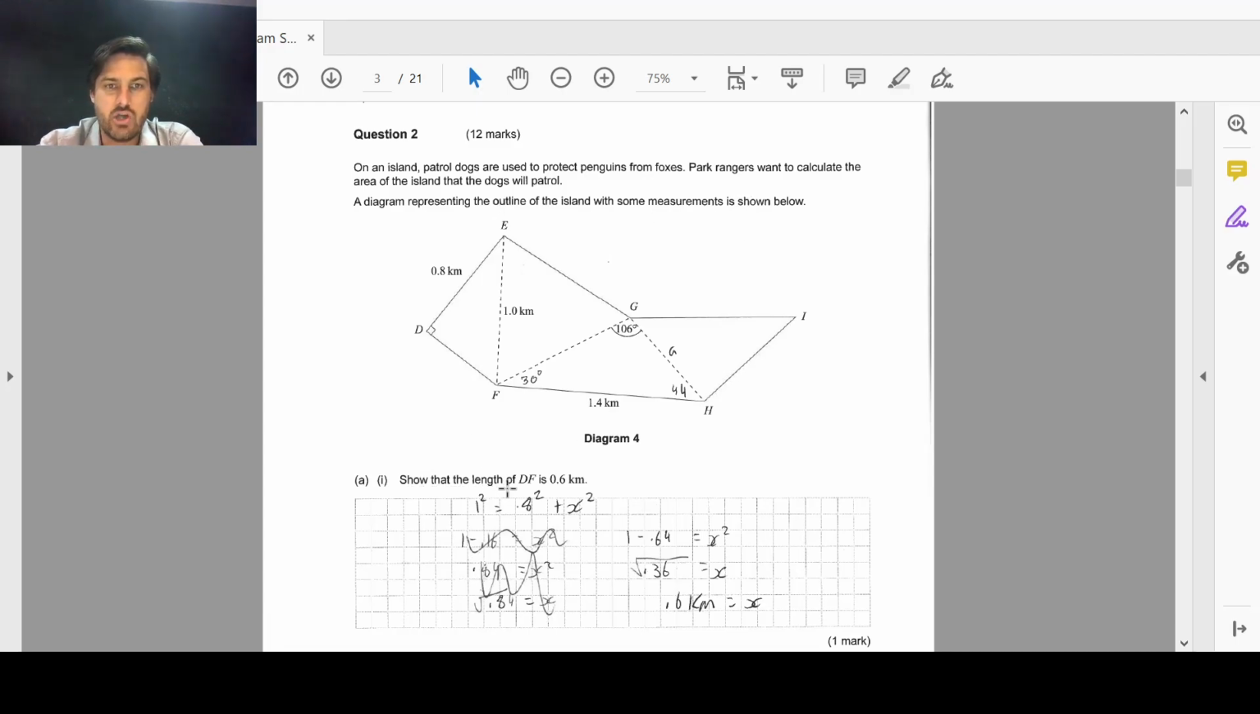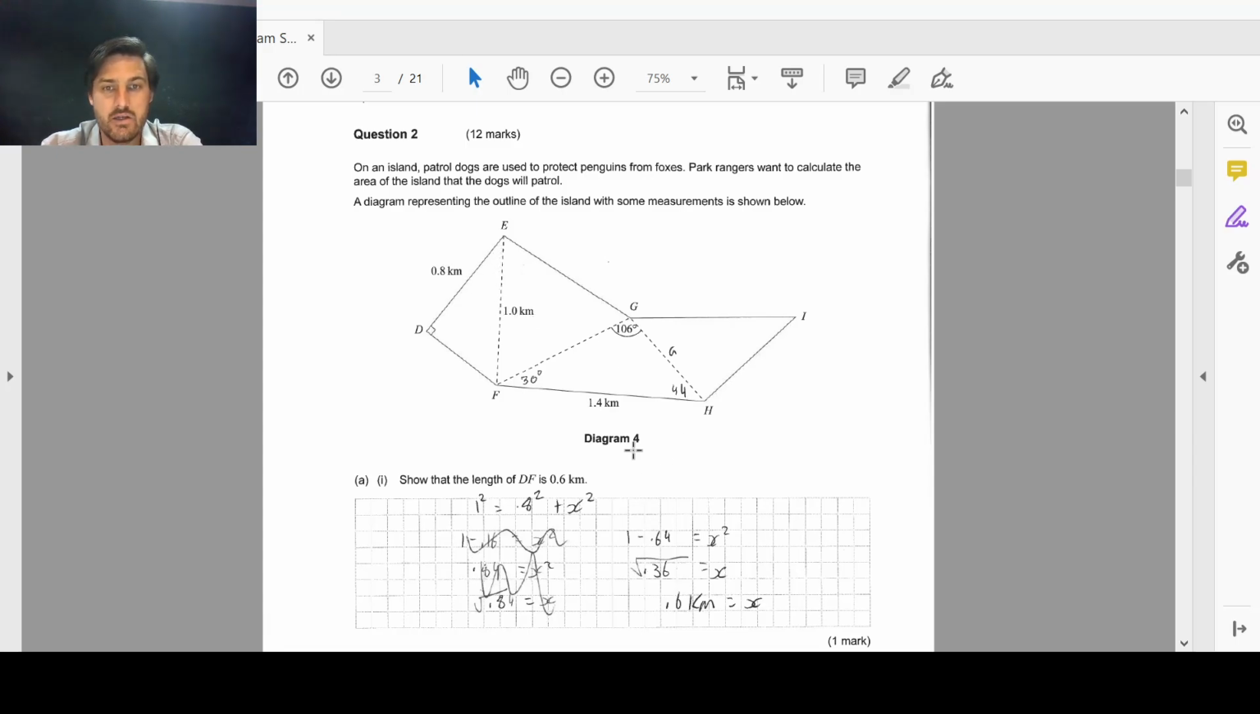What we need to do is show that the length of DF, line DF, is 0.6 kilometers. The first thing we need to think is, this is a right angle triangle. I know 2 of my sides. If I can use Pythagoras, I use Pythagoras, because we don't know an angle there, so we can't use trigonometry.